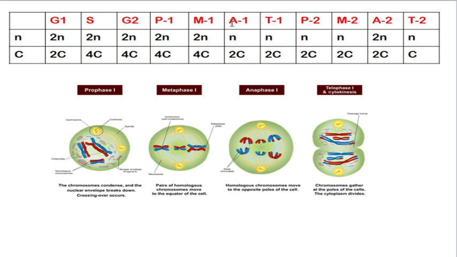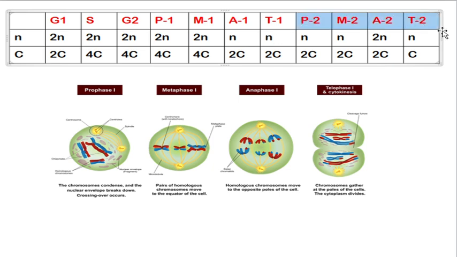Meiosis 1 is called a reductional division. The homologous chromosomes will be separated, so the number of chromosomes will be reduced. This is different from mitosis. In anaphase 1 of meiosis 1, the number of chromosomes will be reduced and the DNA content will also reduce. The number of chromosomes will be n and the DNA content will be 2C. In telophase 1, the numbers remain the same.